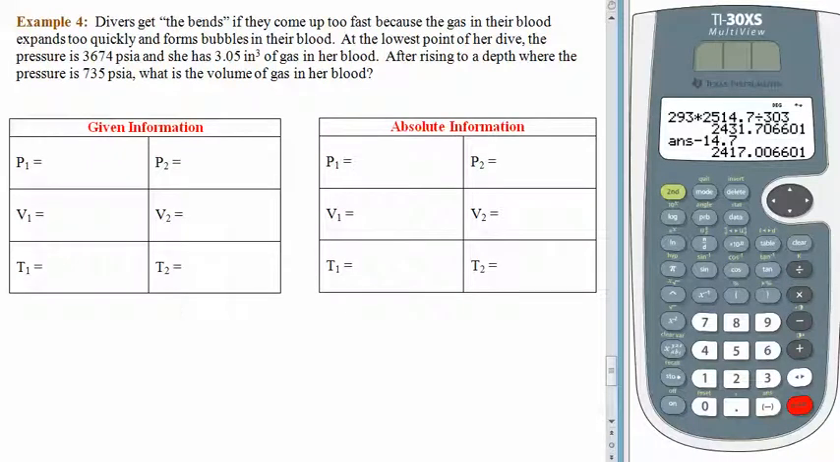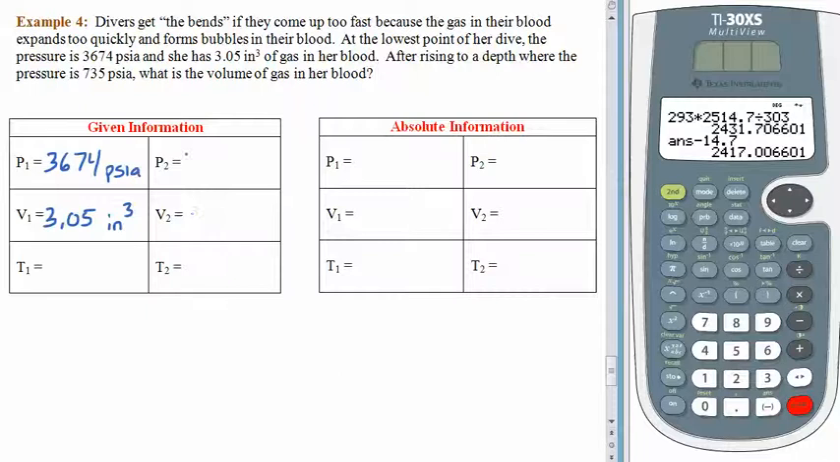So maybe you've heard about divers getting the bends if they come up too fast. That happens because the gas in their blood expands so quickly that it forms bubbles. Let's see what we know about this particular dive. The lowest point, the pressure is 3,674 PSIA. And the volume of the gas in the blood is 3.05, and those are cubic inches.